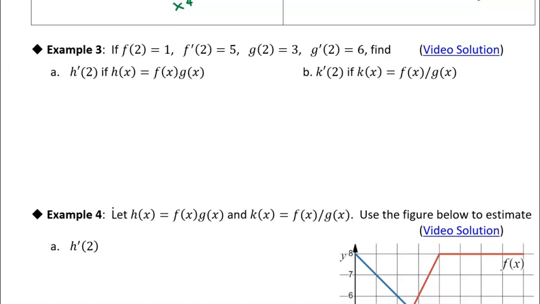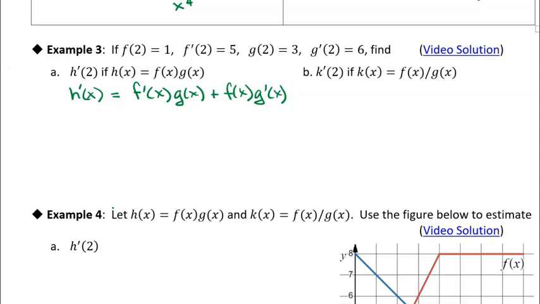This is a little different, right? I don't know what f of x and g of x are, but I do know the product rule. So I'm going to write h prime of x using the product rule. So remember, it's the derivative of the first times the second plus the first times the derivative of the second.